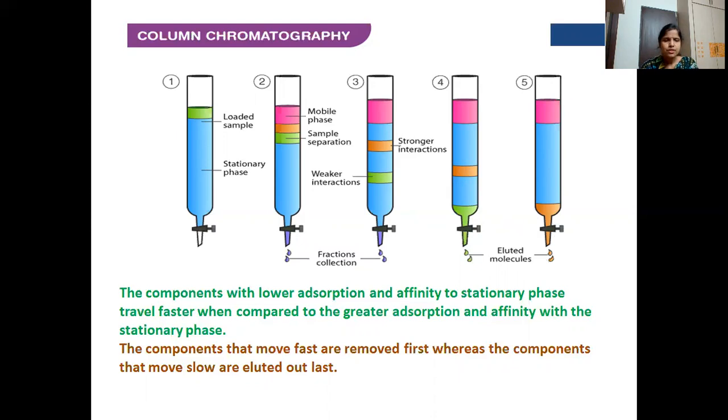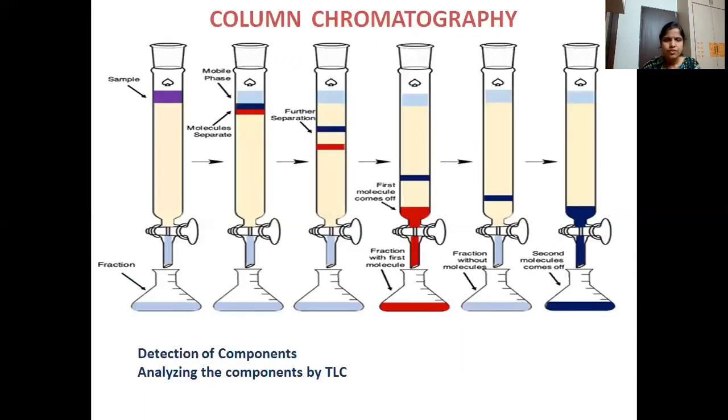So the components with lower adsorption and affinity to the stationary phase travel faster when compared to those with greater adsorption and affinity with the stationary phase. So the components that move fast are removed first, whereas the components that move slow are eluted out at the last. Now again in this picture you can see it clearly.